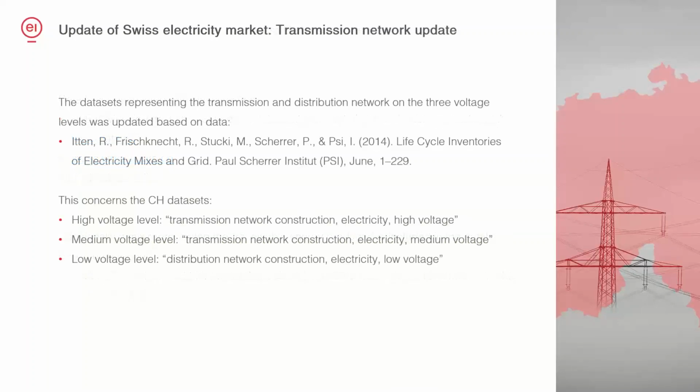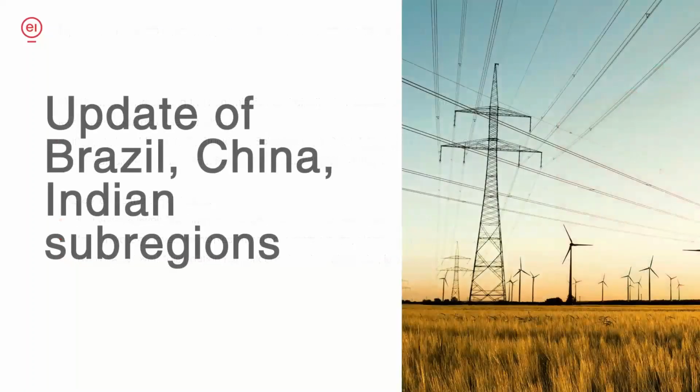Complementing the market update, we also added new transmission and distribution data for high, medium, and low voltage levels for Switzerland. The inventories were extracted from the listed source and yielded new datasets for the transmission network construction on the high and medium voltage level, as well as for the distribution network construction dataset on the low voltage level. Next to Switzerland, special treatment was also required for the countries of Brazil, China, and India.